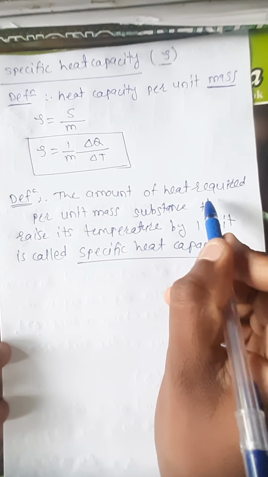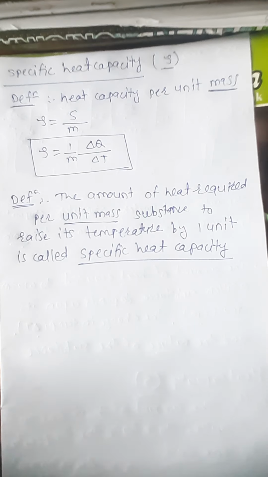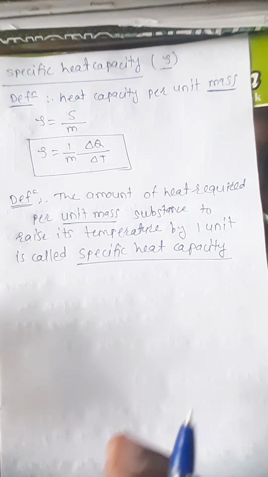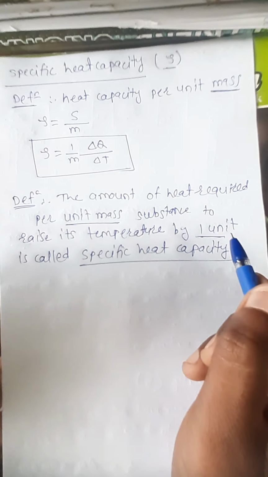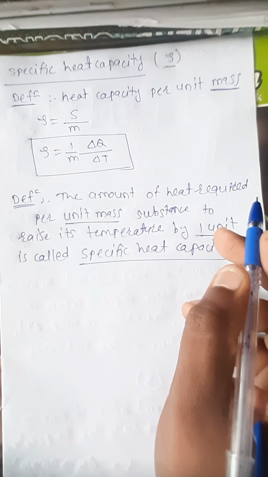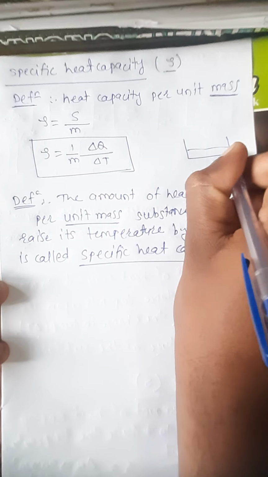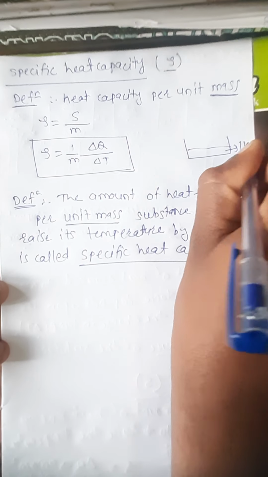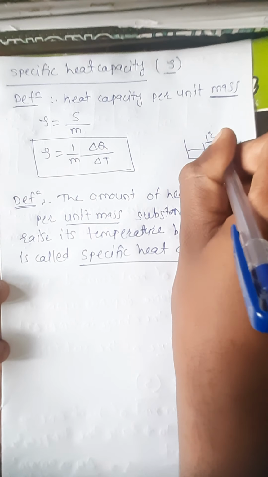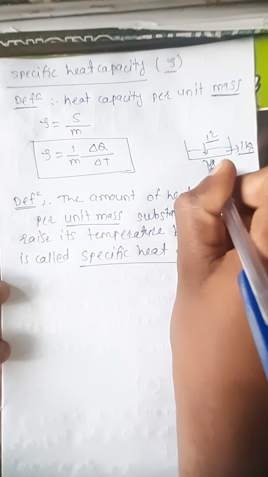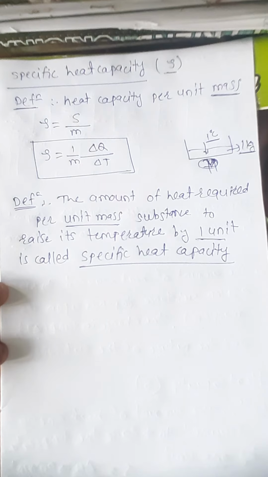It means the amount of heat required per unit mass, means we have to take a 1 kg mass of substance and we want to increase its temperature by 1 unit. For that purpose, whatever amount of heat is required, that is known as the specific heat capacity. Means in a vessel we take 1 kg mass, and we want to increase its temperature by 1 degree Celsius. For that purpose, whatever heat is required is known as the specific heat capacity.